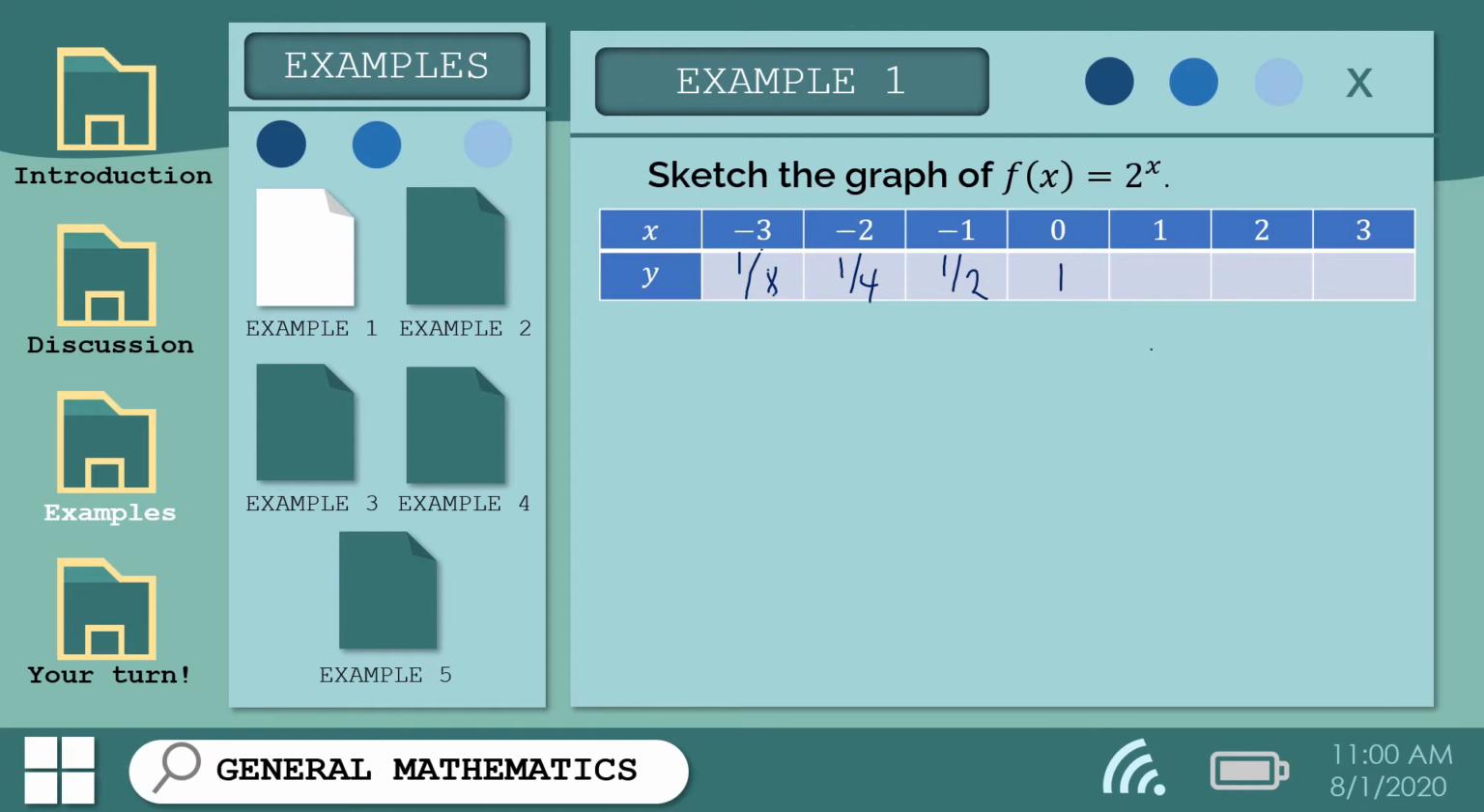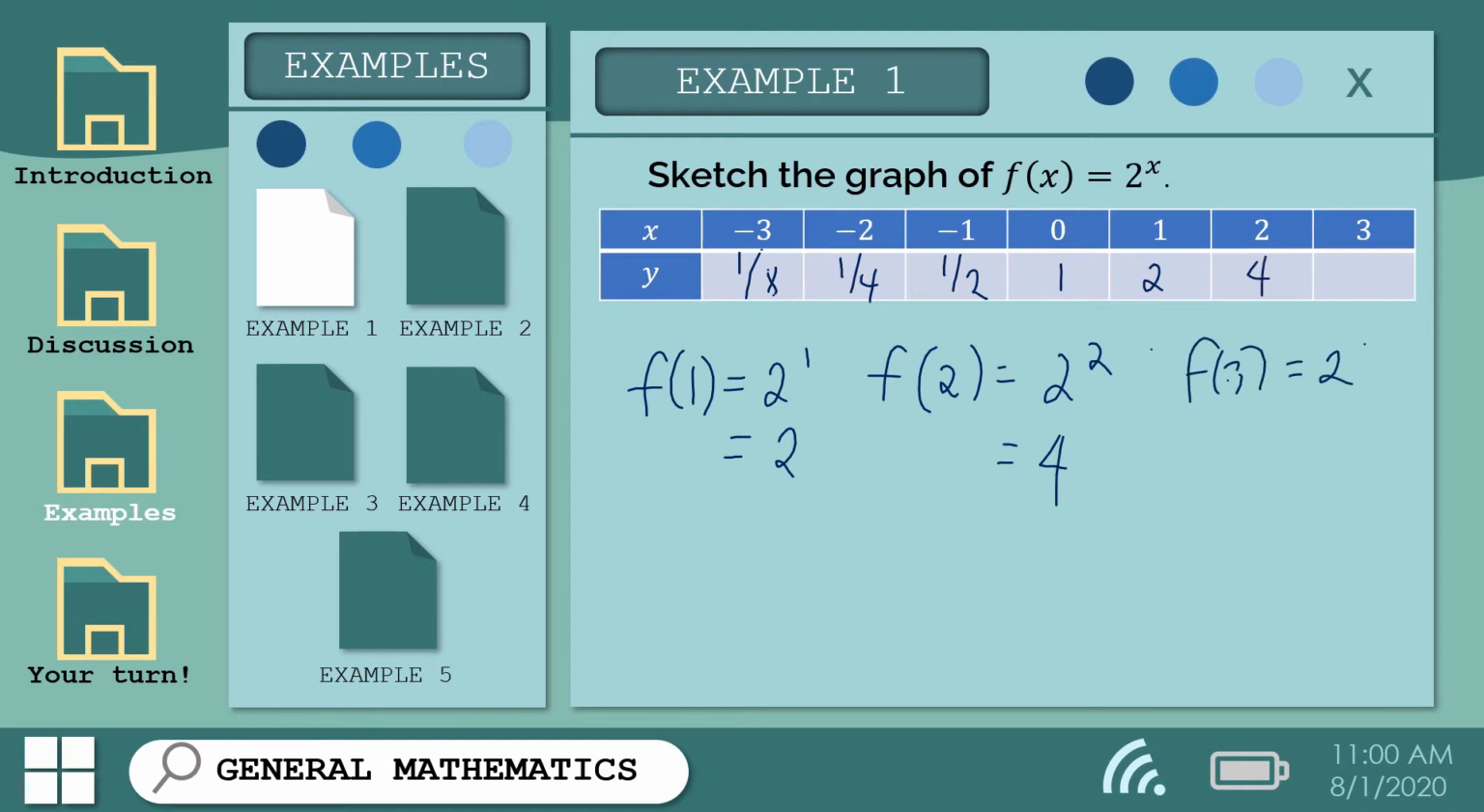So, we have f of 1. So, 2 raised to 1 na po yan. At any number raised to 1 is still the base. So, 2 pa rin po. At kapag naman po f of 2, we have 2 raised to 2. At ang 2 raised to 2 po is 4, or 2 squared. Ganun din po, pag f of 3, we have 2 cubed. At ang 2 cubed po is 8. So, yan na po yung ating table of values.